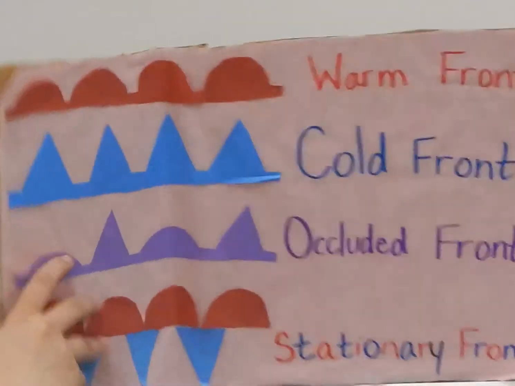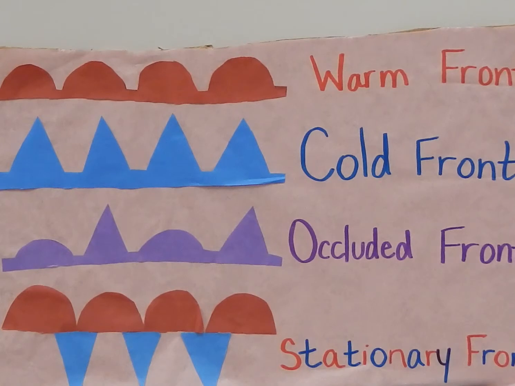The next subject we are going to be talking about is a front. A front is purely just a boundary separating 2 air masses. There are 4 types of fronts: a warm front, a cold front, a stationary front, and an occluded front.